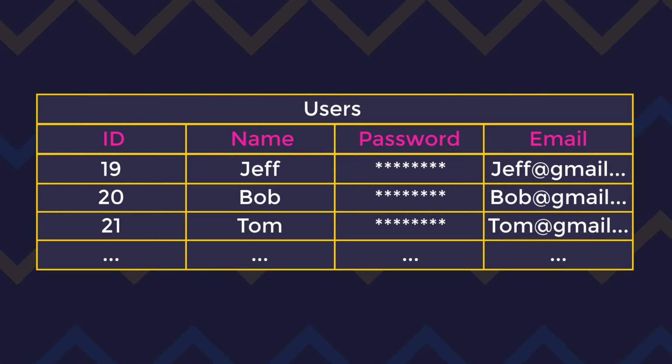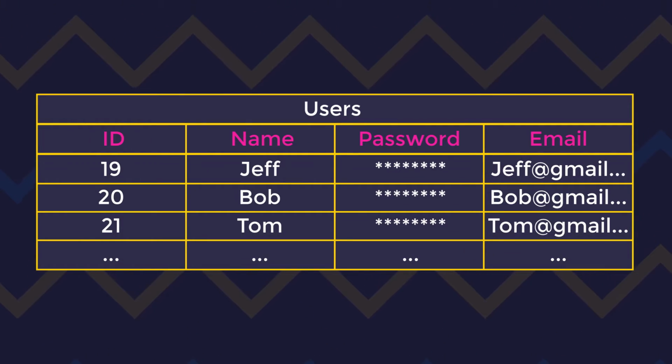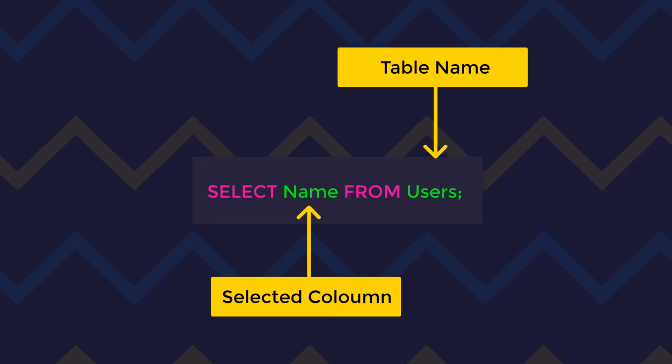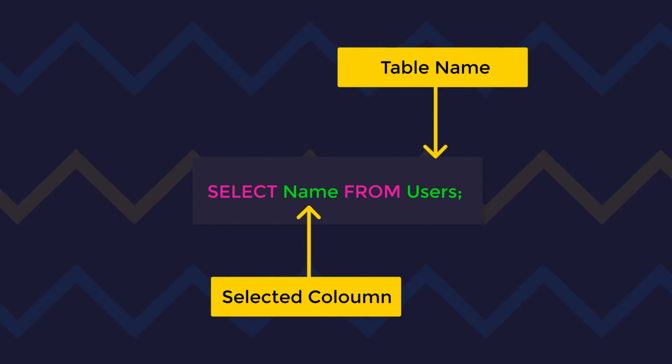Then we have the next operation, which is select. Select can be used to search for items in a database. Imagine we have a small database with a few users inside, and we would like to find the user with the ID of 19. So we'd have to write select and then follow up with the column information that we'd like to extract. For example, the name of the person.